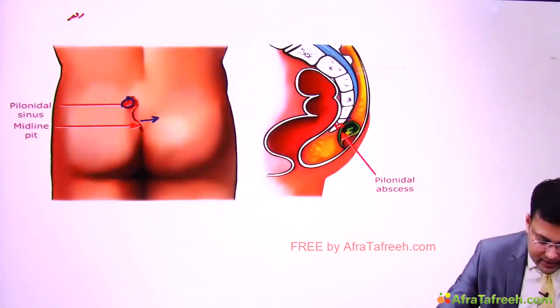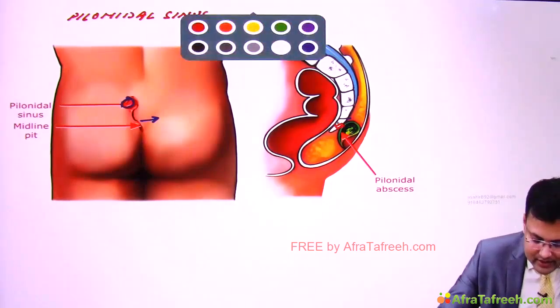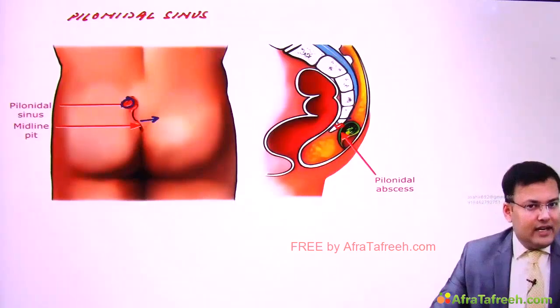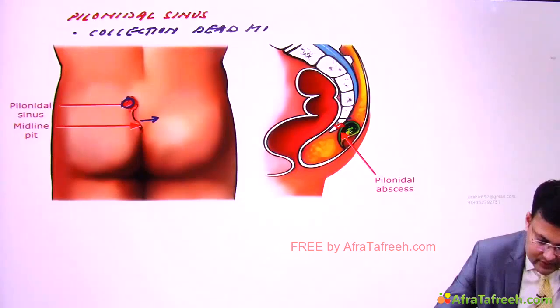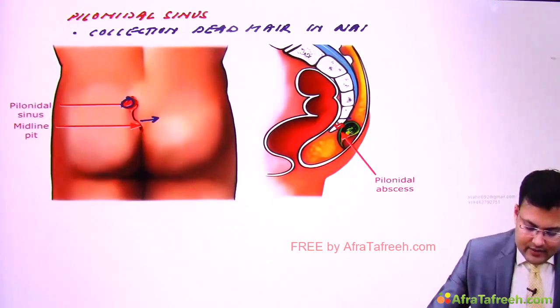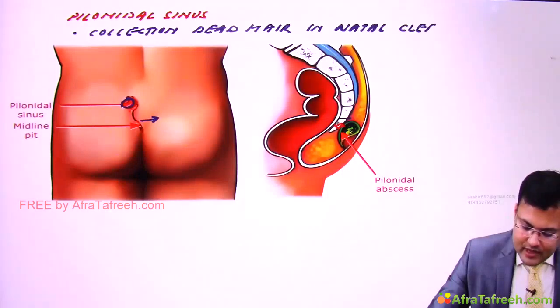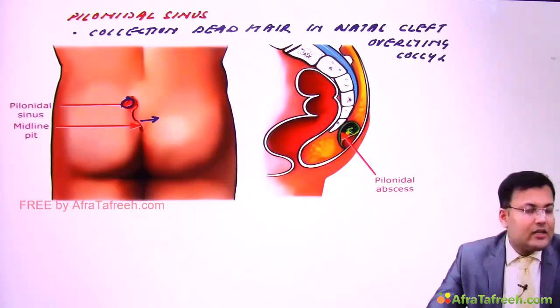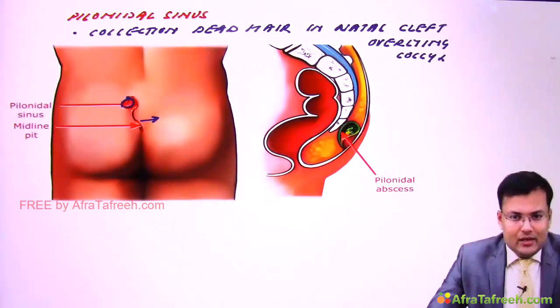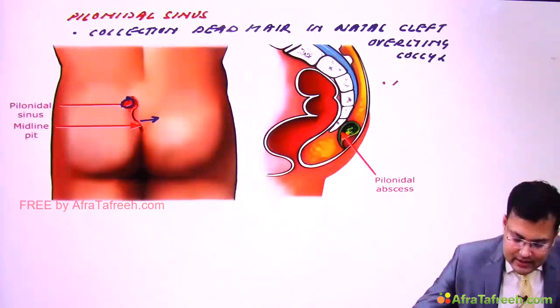Again, very important topic. It was asked many times in AIIMS. Pilonidal sinus. Clear? So it is characterized by collection of dead hair in the natal cleft overlying the coccyx. So here you can see this is the coccyx and there is collection of dead hair. It is an acquired condition and seen in hairy males. So exclusively seen in hairy males, this is acquired.